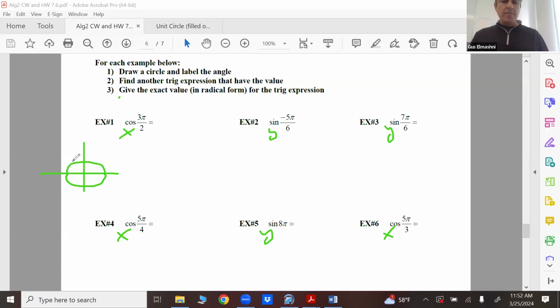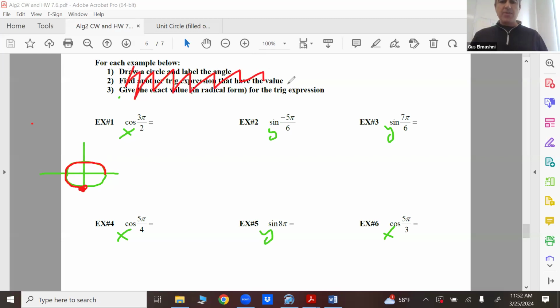Tell me when I've rotated 3 pi over 2. Tell me when to stop. Stop. Thank you.